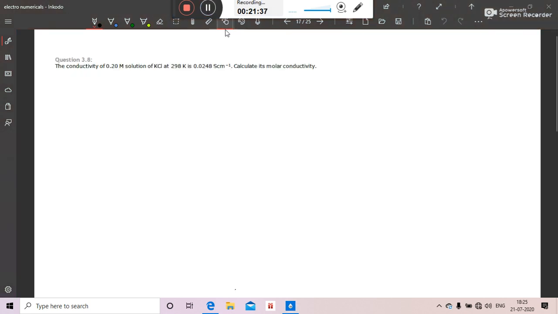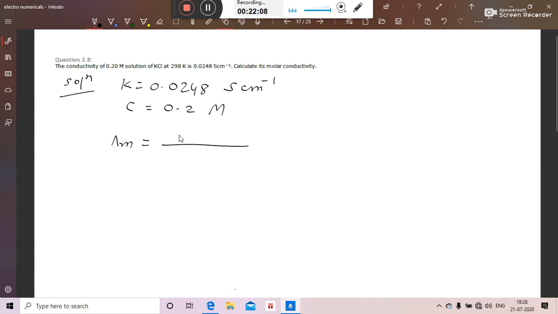Now question number 3.8: the conductivity of 0.2 molar solution of KCl at 298 Kelvin. Conductivity means K, and K is given as 0.0248 Siemens per centimeter, and the concentration of the solution is 0.2 molar. We have to find out lambda m, the molar conductivity. So lambda m equals K into 1000 upon C.